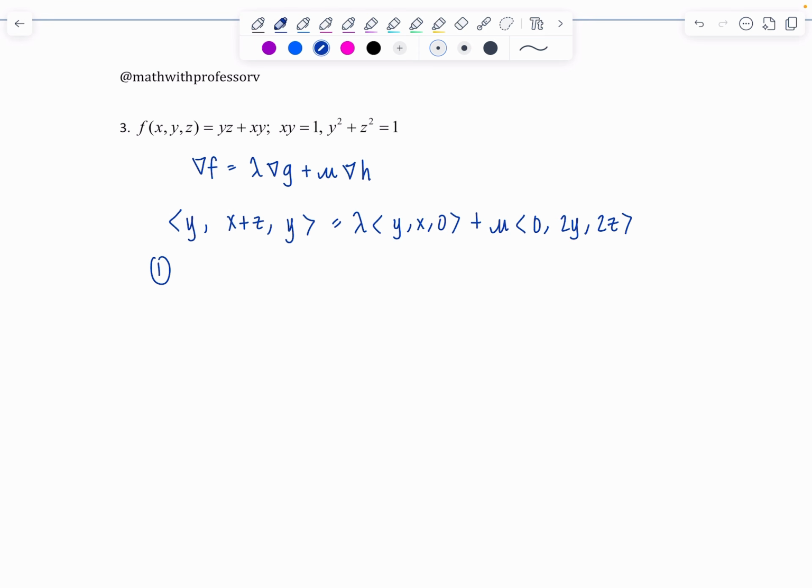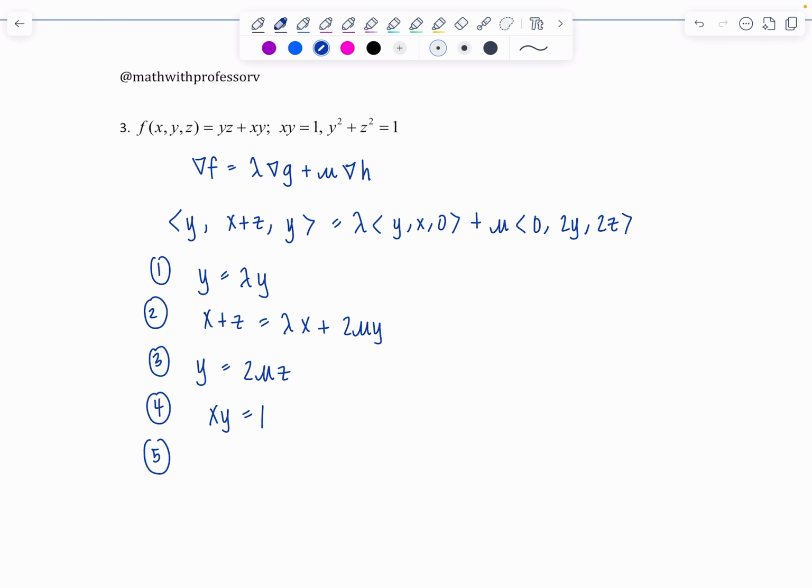So the first one is y equals lambda y. The second one is x plus z equals lambda x plus 2 mu y. The third one is y equals 2 mu z. Fourth is xy equals 1. Fifth is y squared plus z squared is 1.